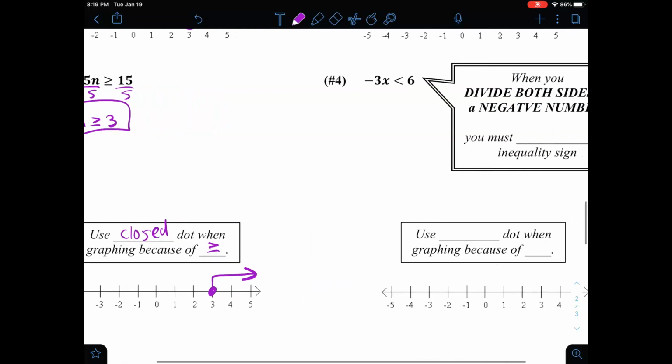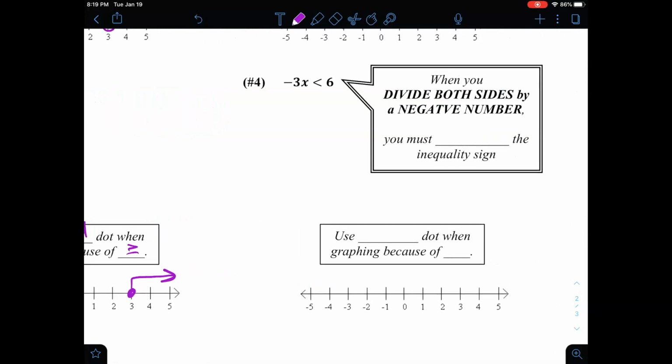All right, next part is really important. This is the only really big difference between solving linear inequalities and solving linear equations, okay? When you divide or multiply both sides, we'll put, not x, we'll put multiply. Divide or multiply by a negative number, you must flip the inequality sign. Okay?